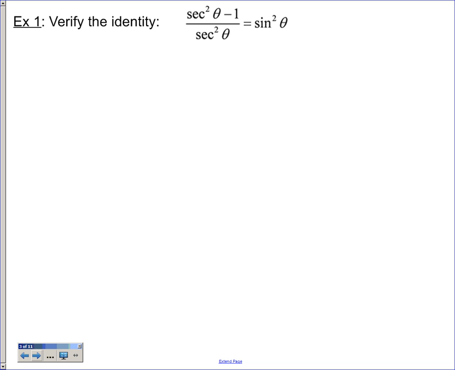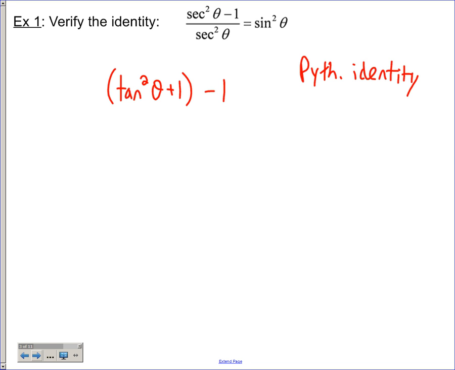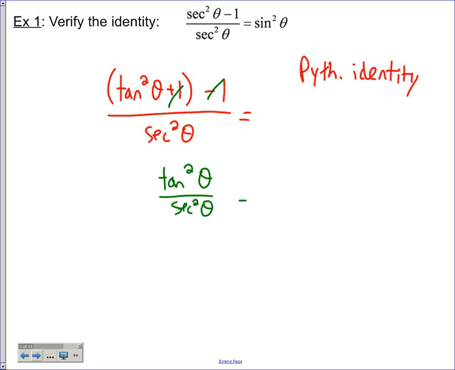Okay, so our first identity, I'm going to work from the left-hand side first because it's more complicated. All right, so on the left-hand side, let's use the Pythagorean identity and replace secant squared theta with tangent squared theta plus 1, and then we're subtracting 1, and that's still over secant squared theta. All right, so we'll see if that's equal to the right-hand side by simplifying our numerator. So our 1 and our -1, those cancel out, and we're left with tangent squared theta over secant squared theta.